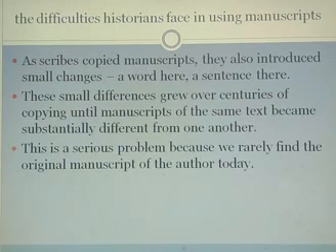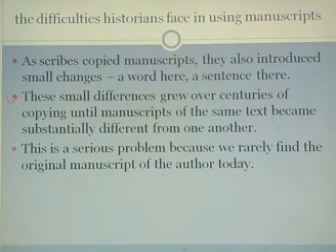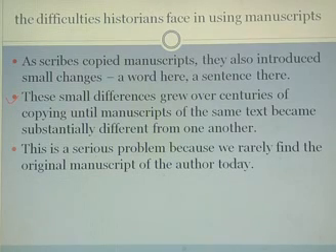Then the second one, the small difference grew over centuries of copying until the manuscripts of the same text became substantially different from one another. Okay, it is related to that first one. There is that mistake in the copying: one person wrote 1100, another one wrote 1200.